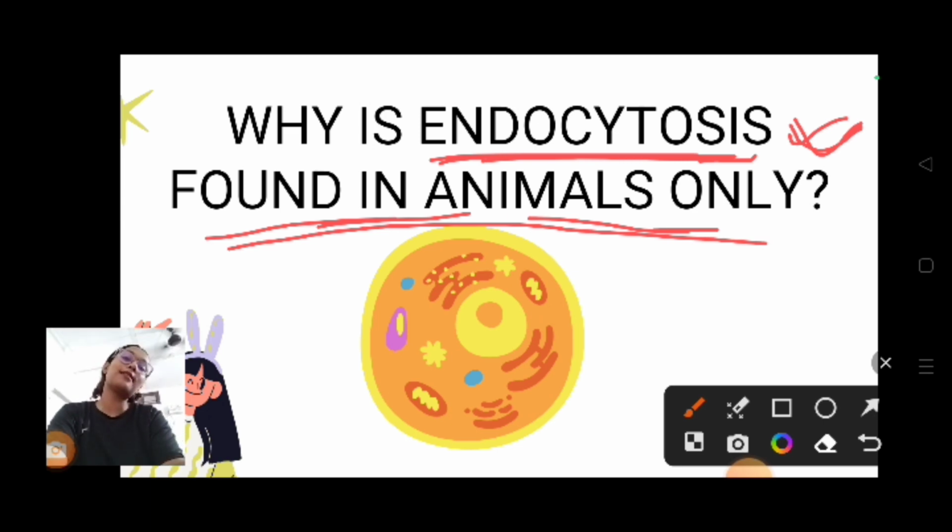The only reason is that in the case of an animal cell, there is no cell wall, but in the case of a plant cell, we have a rigid, tough cell wall. This is the only reason why endocytosis is present in the animal cell, because endocytosis is the process in which you need the flexibility property of the cell membrane. Okay.